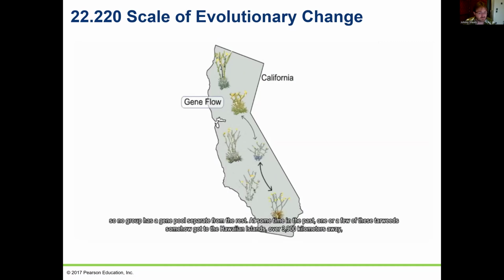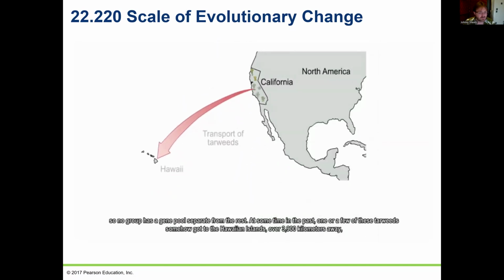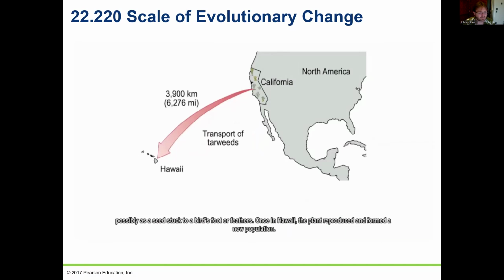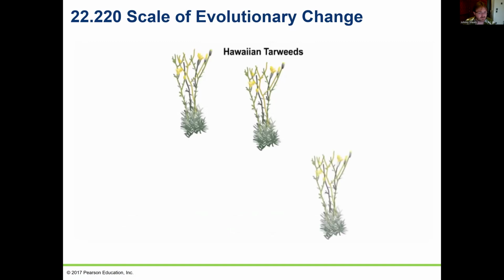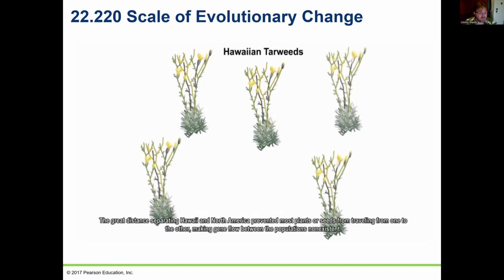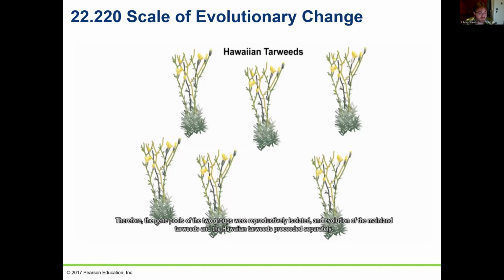At some time in the past, one or a few of these tarweeds somehow got to the Hawaiian Islands over 3,900 kilometers away, possibly as a seed stuck to a bird's foot or feathers. Once in Hawaii, the plant reproduced and formed a new population. The great distance separating Hawaii and North America prevented most plants or seeds from traveling from one to the other, making gene flow between the populations non-existent. Therefore, the gene pools of these groups were reproductively isolated.